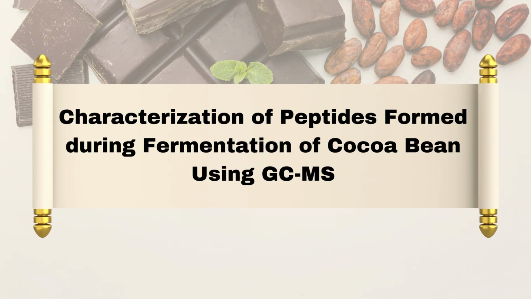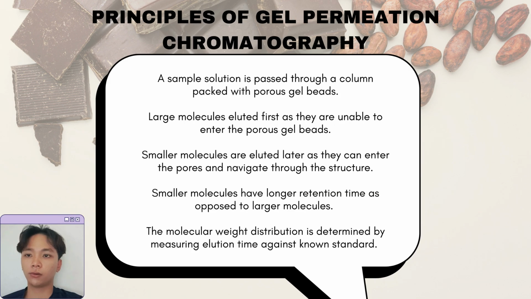In this part, we will discuss the instrument used in characterization of peptides formed during fermentation of cocoa beans. GPC, or gel permeation chromatography, involves a sample solution passed through a column packed with porous gel beads. Large molecules elute first as they are unable to enter the porous gel beads. Smaller molecules elute later as they can enter the pores and navigate through the structure. Smaller molecules have longer retention time as opposed to larger molecules.